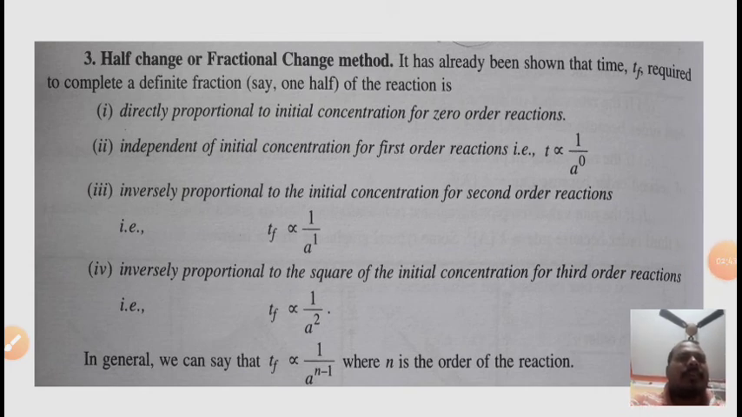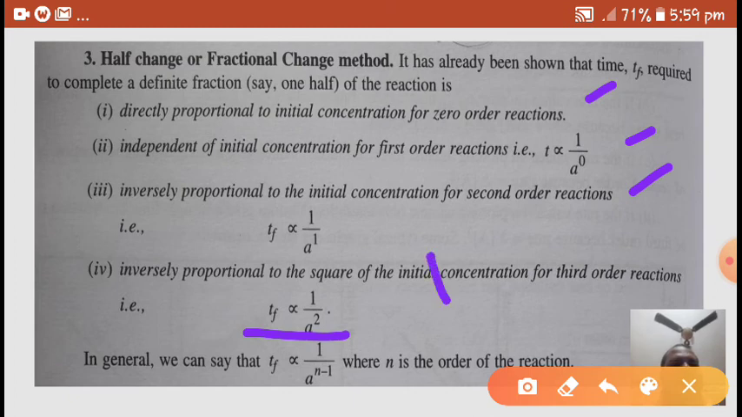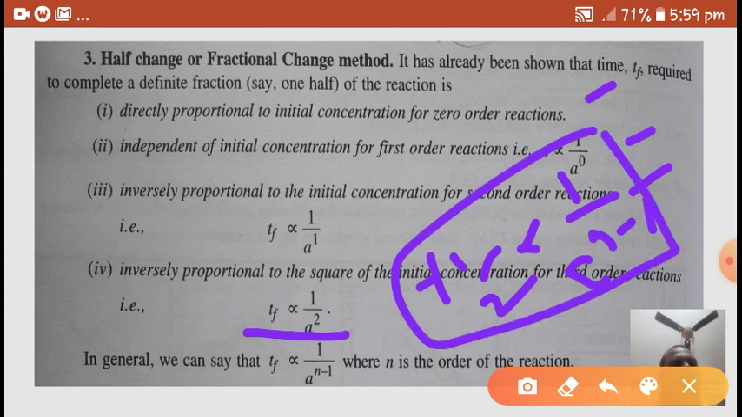It has already been shown that the time required to complete a definite fraction of the reaction is directly proportional to initial concentration for zero order reactions, independent of initial concentration for first order reactions, inversely proportional to the initial concentration for second order reactions, and inversely proportional to the square of initial concentration for third order reactions. So in general we can say that for nth order, t half is inversely proportional to 1 by a to the power of n minus 1, or t half is directly proportional to 1 by a to the power of n minus 1.